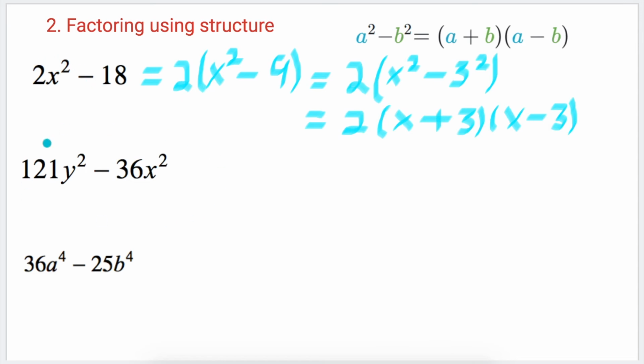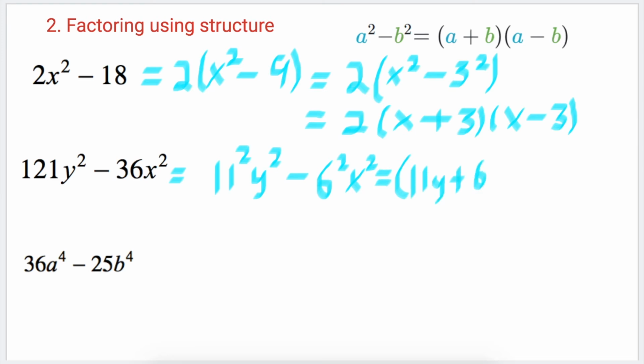In the second math problem, we have 121y squared minus 36x squared. 121 and 36 can be written as squares, because y squared and x squared are already squared. So we're going to rewrite 121 as 11 squared, y squared minus 6 squared, x squared. And then what we'll do from here, we're going to take only the bases of our exponents. We're going to write 11y plus 6x, close the parentheses, 11y minus 6x. This is the factored form of the math problem.